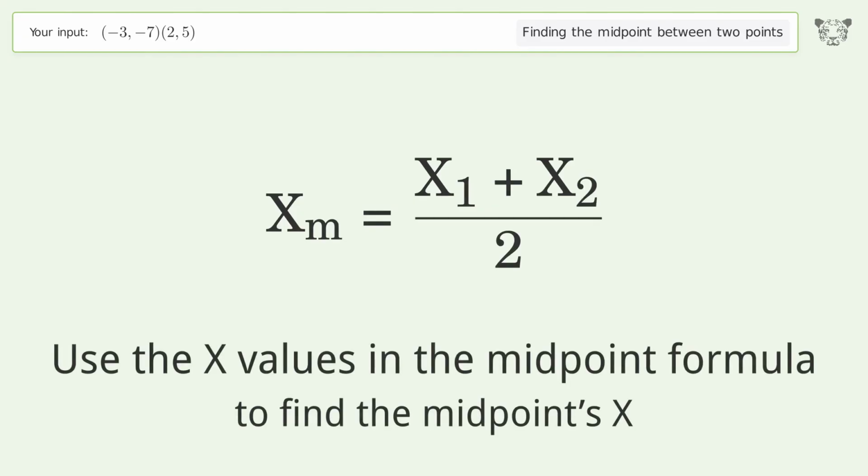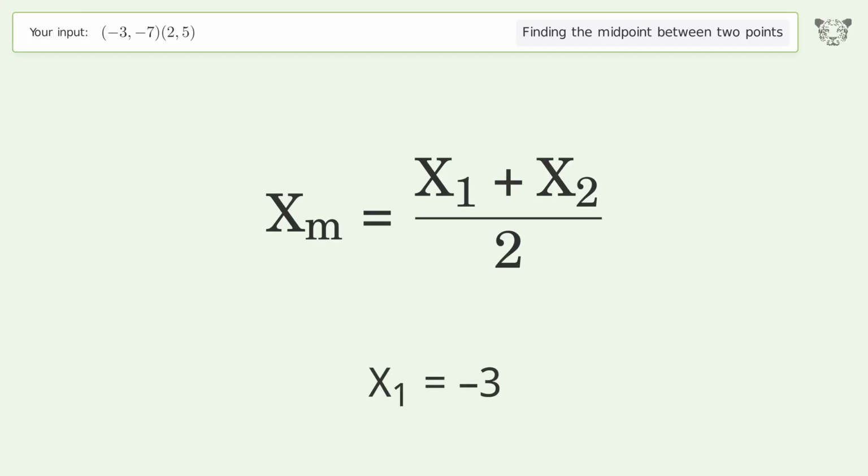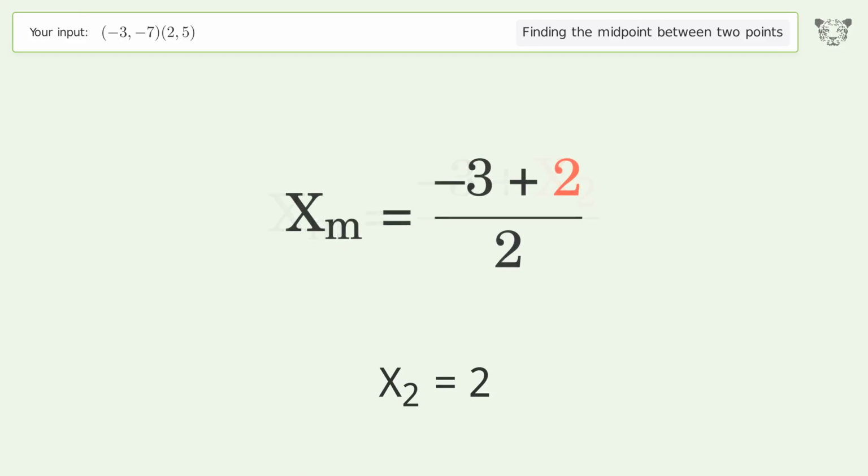Use the x values in the midpoint formula to find the midpoint's x. x1 equals negative 3. x2 equals 2. Simplify the arithmetic.